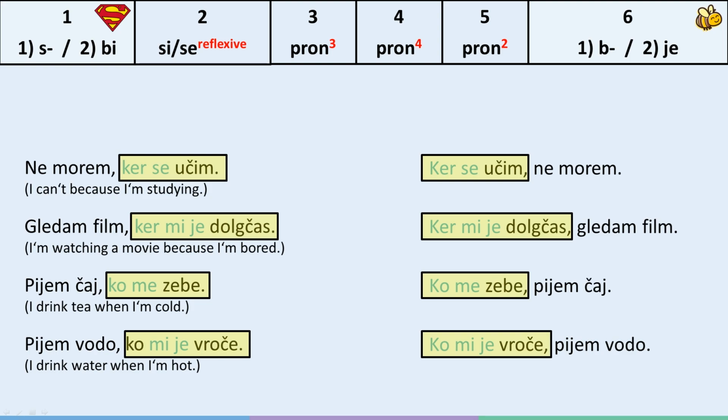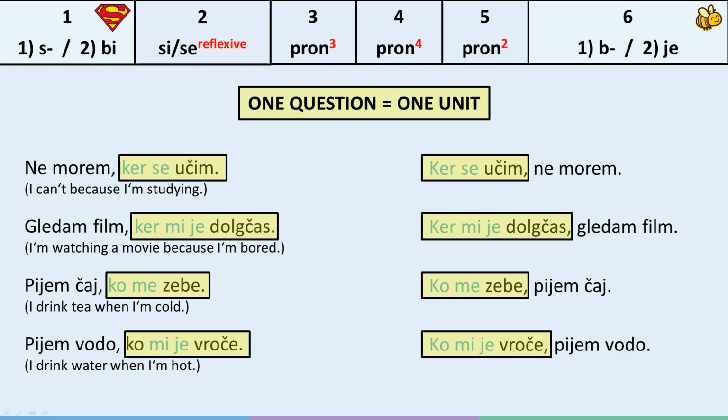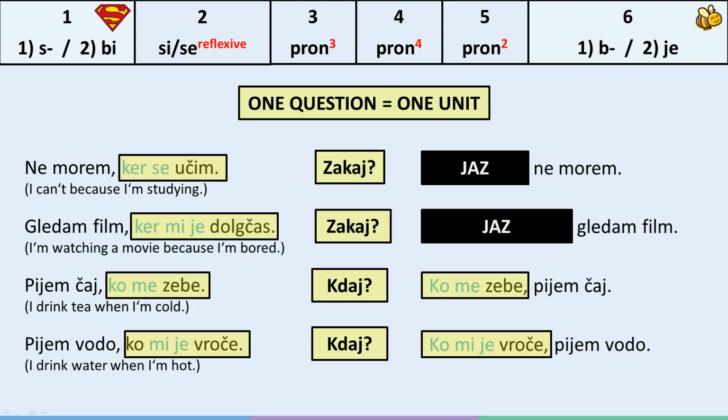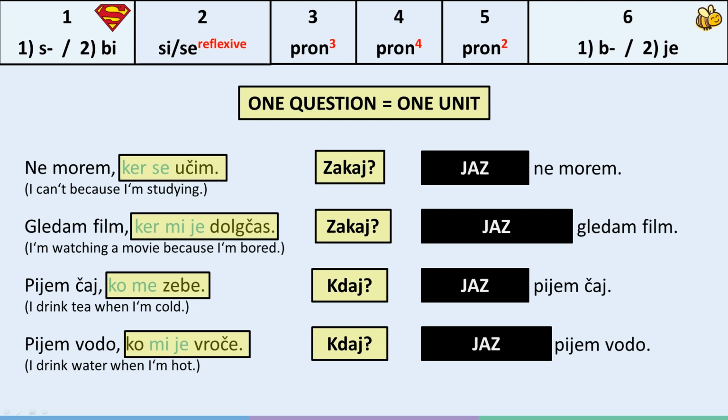Also, please see that the subordinate clause is one meaningful unit. How so? Well, we said one unit answers one question. The first 2 subordinate clauses answer the question why or zakaj, and the second 2 answer the question when or kdaj. So if it's one meaningful unit, we can replace it with another meaningful unit, and even a much shorter one. Instead of ker se učim, ne morem, we can simply say jaz ne morem. Instead of ker mi je dolgčas, gledam film, we can say jaz gledam film, and also jaz pijem čaj and jaz pijem vodo. Why am I explaining this?